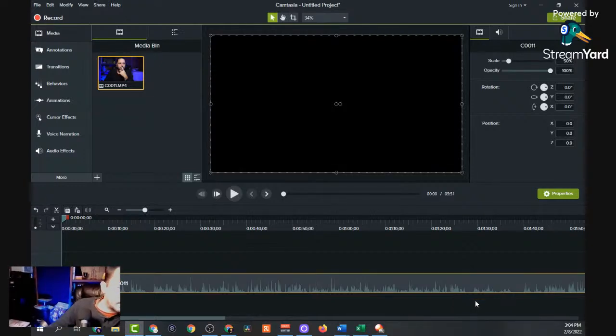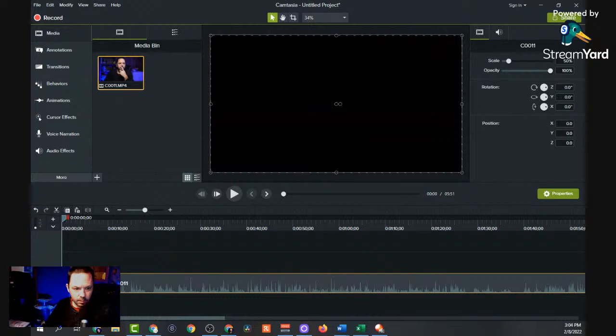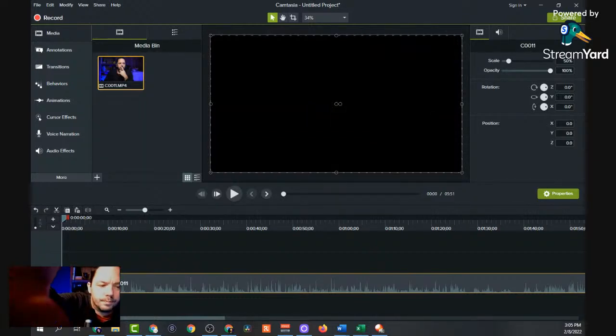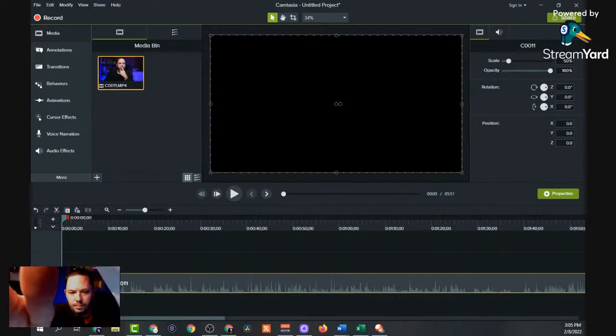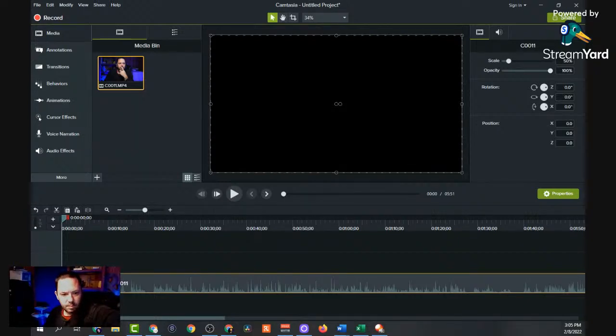I can turn off the extra lights here. That might help with my camera a little bit. Turn the lights back down so I don't have so much glare on the backup camera. There we go. That looks a little better.